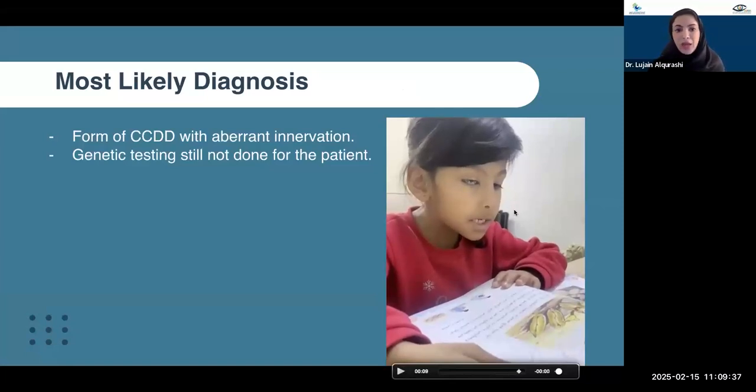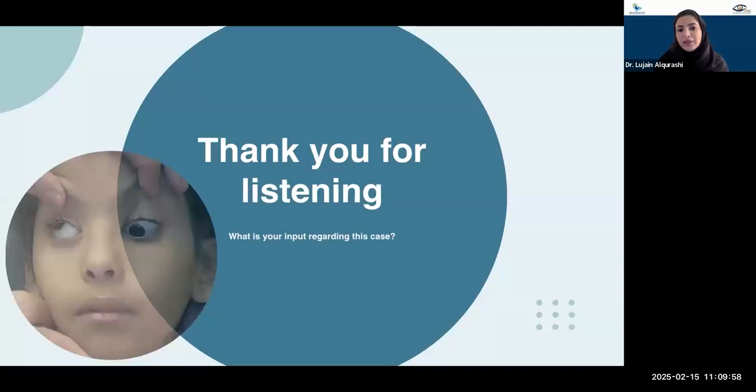this abnormal movement. So our most likely diagnosis is one form of the congenital cranial dysinnervation disorders with an aberrant innervation going to the superior rectus, especially given the fact that she has Marcus Gunn jaw winking, which is another aberrant form of innervation. We did not do any genetic testing for the patient. However, we would like your input regarding this case and what we can do to help her, and why this aberrant innervation was unapparent preoperatively, and it started appearing now. Thank you.